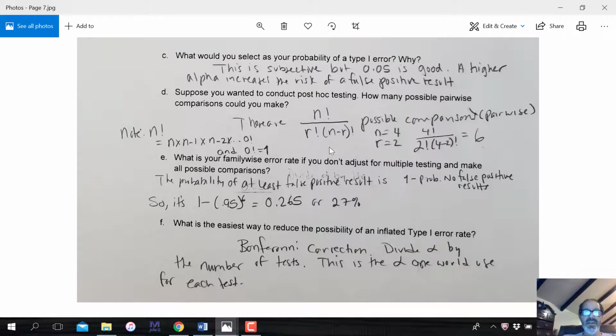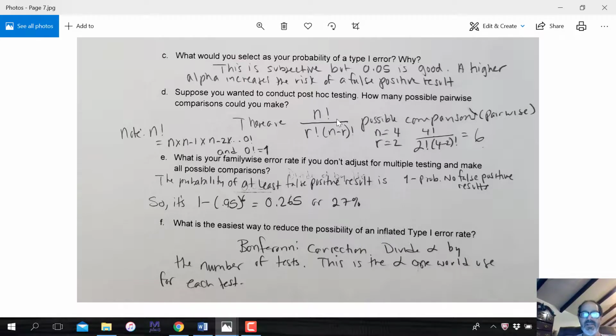So we use this equation, the binomial coefficient, which is n factorial divided by r factorial times n minus r factorial. A factorial is just n times n minus 1 times n minus 2, etc. But you can't have a 0 there, because 0 would make everything equal 0. So 0 factorial is equal to 1. Eventually you'll get to that.